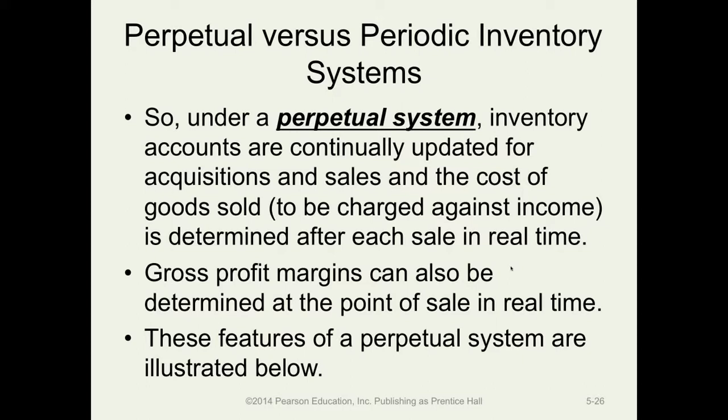Under a perpetual system, we continually update our acquisitions and sales of inventory and cost of goods sold. As I said, the gross profit margin could also be determined at each point. The continuous monitoring of sales, cost of goods sold, gross profit, and the inventory balance allows for much better management of our inventory system and our cash flows.